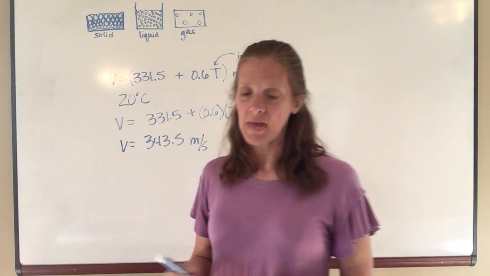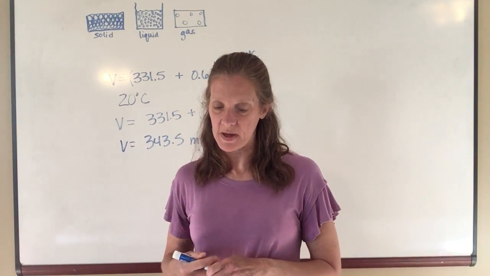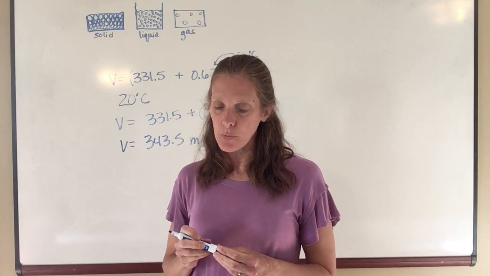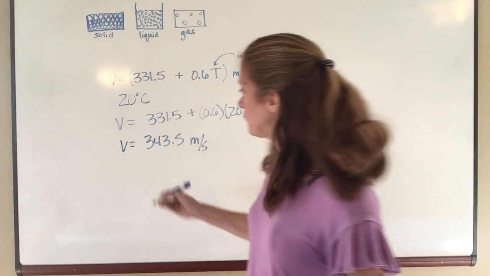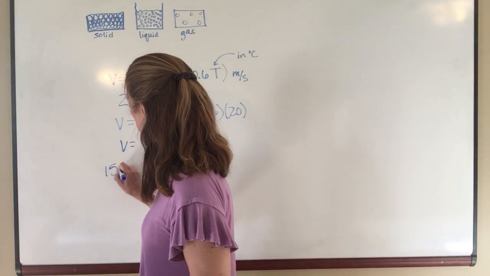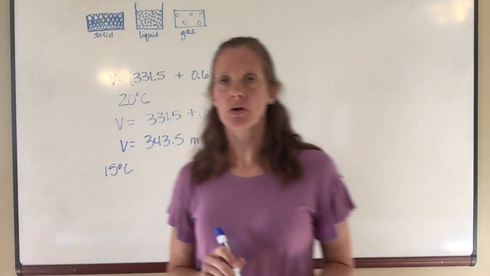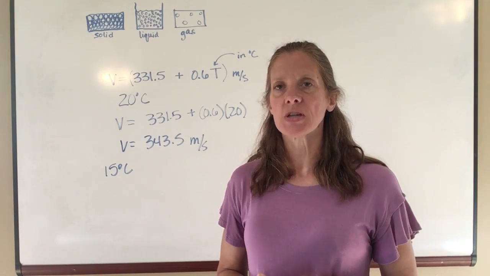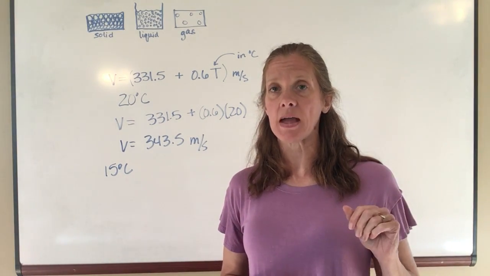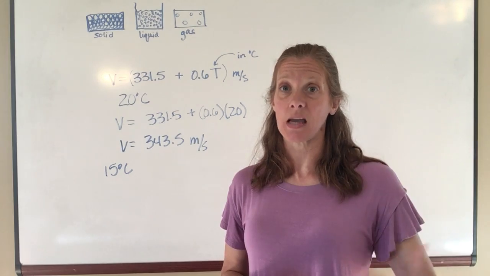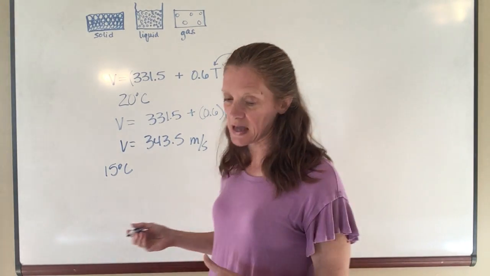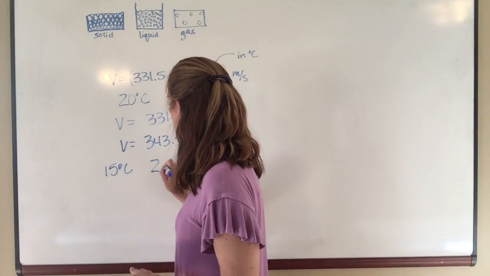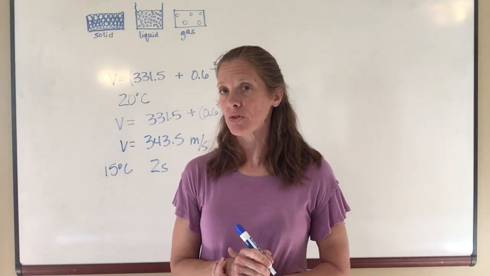Let's say that you're having a thunderstorm outside, and the temperature during your thunderstorm is 15 degrees Celsius. And then let's further say that you see the flash of lightning and then you start counting seconds. How many seconds is it till you hear the thunder? Well, let's say that it's 2 seconds until you hear the thunder.